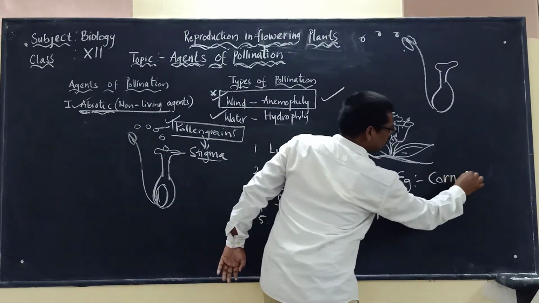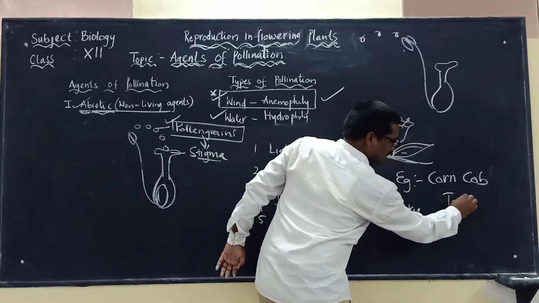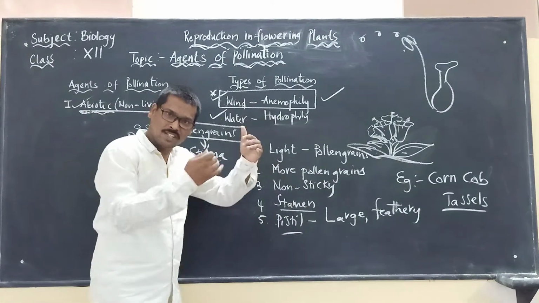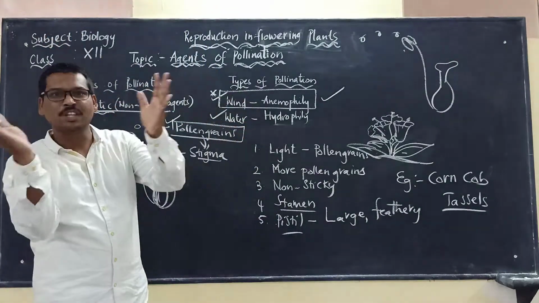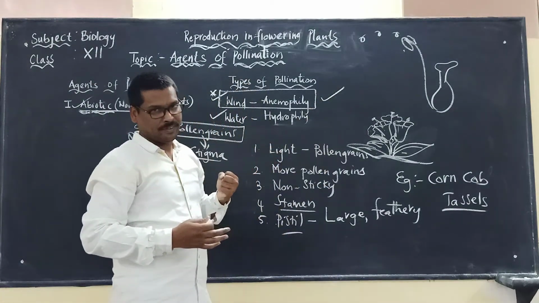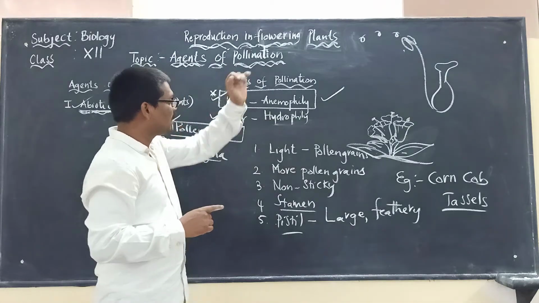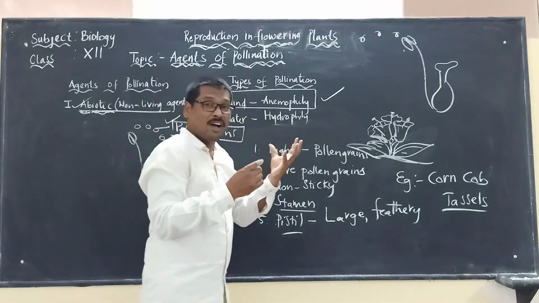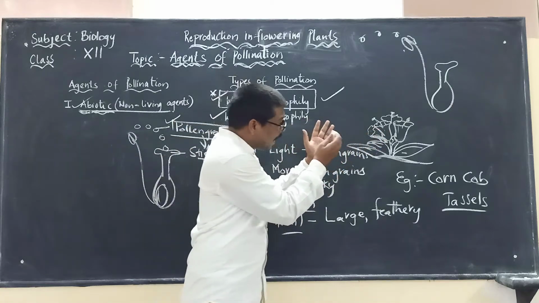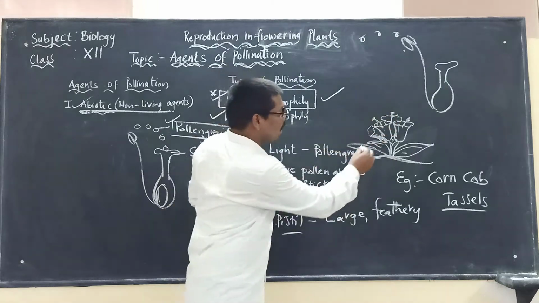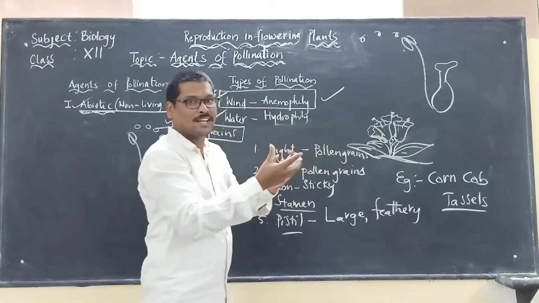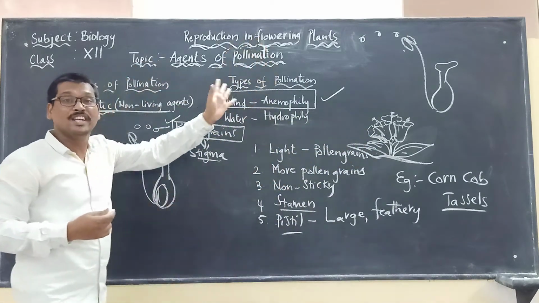The best example here is the corn cob, where we have tassels. Tassels means the stigma and style of the pistil. The stigma and style are very long, waving in the wind. When waving in the wind, they can easily collect the pollen grains that are falling. And if the flowers of wind-pollinated plants are small, they are arranged as a cluster in the inflorescence, found as a group, so that it is easy for pollination to take place by wind.